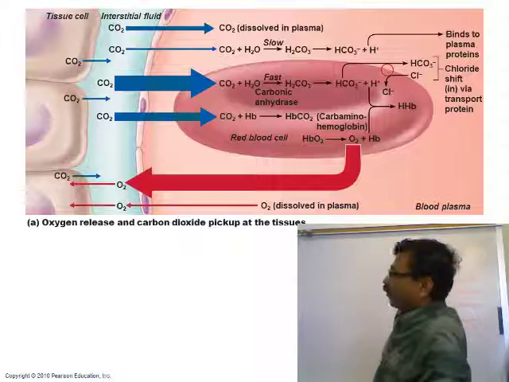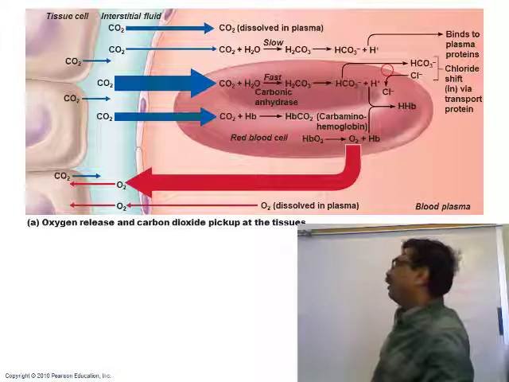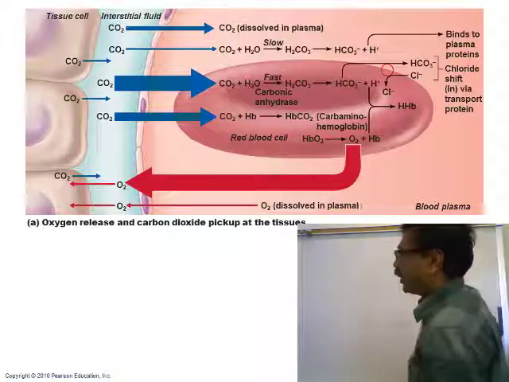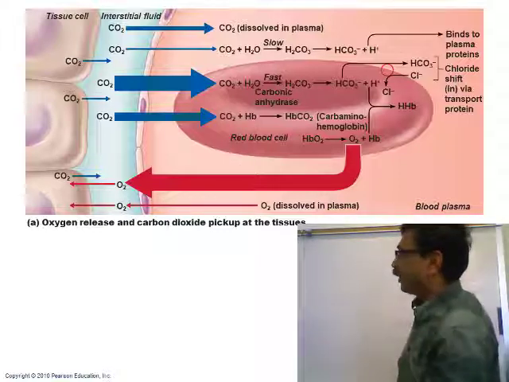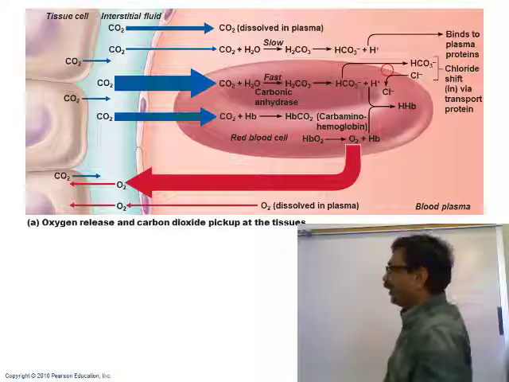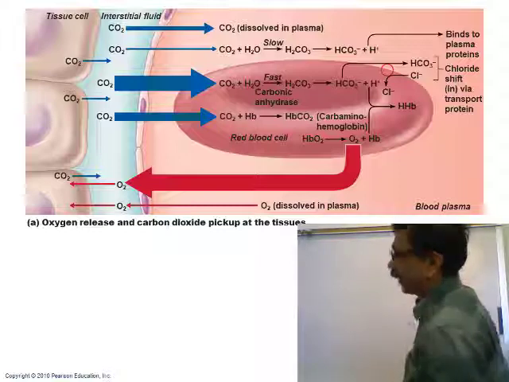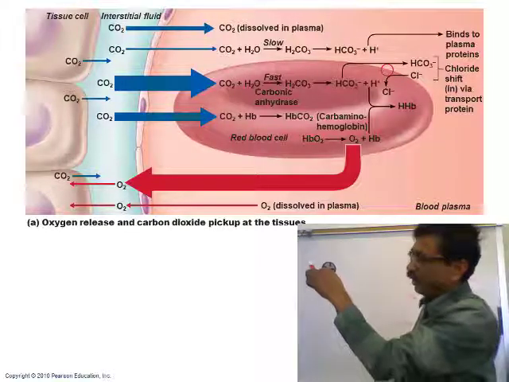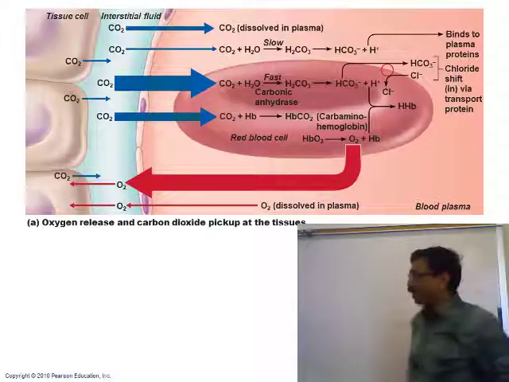Here you see how the oxygen and carbon dioxide are transported. So here you see in the tissue, you can see in the blood the red blood cell. We know that in the tissue carbon dioxide enters into the blood, and inside the red blood cell carbon dioxide binds with water and forms carbonic acid that splits into bicarbonate and hydrogen. 70% of carbon dioxide is transported as bicarbonate, and that's why they have shown it with a thick blue arrow.